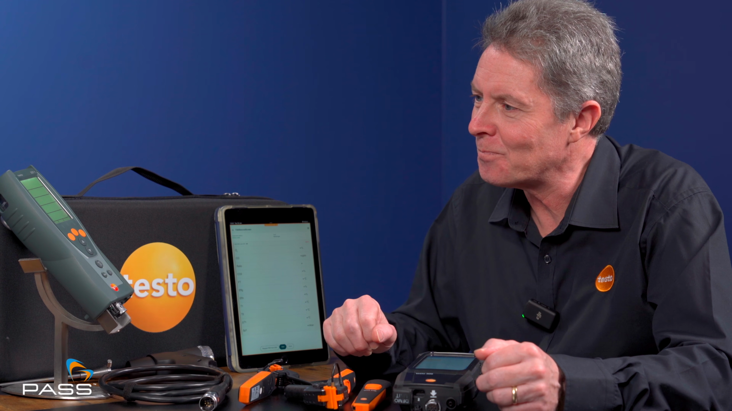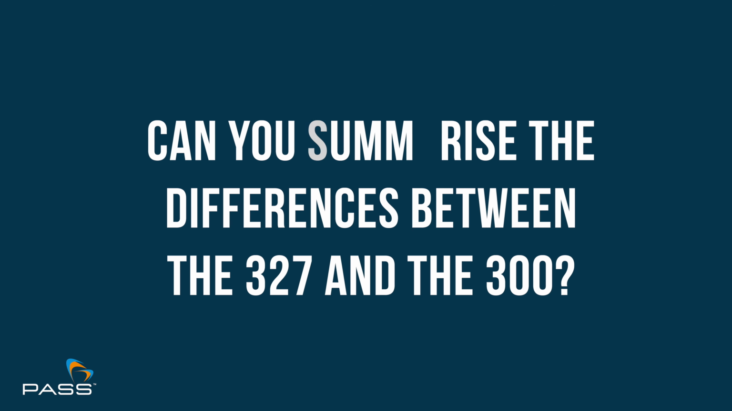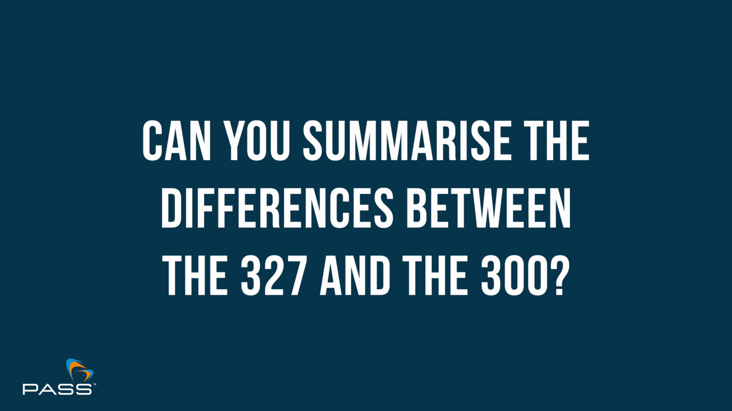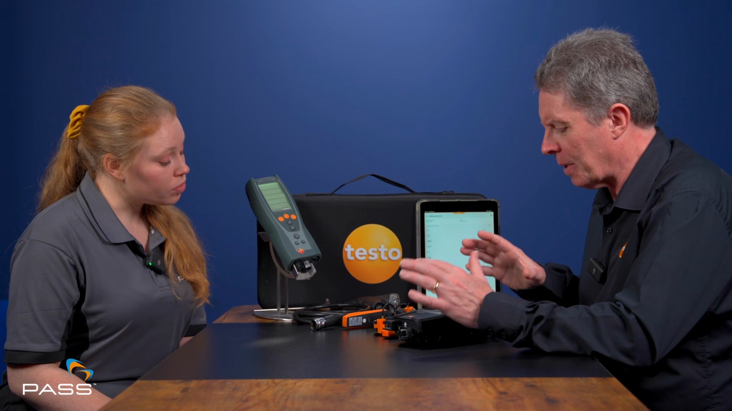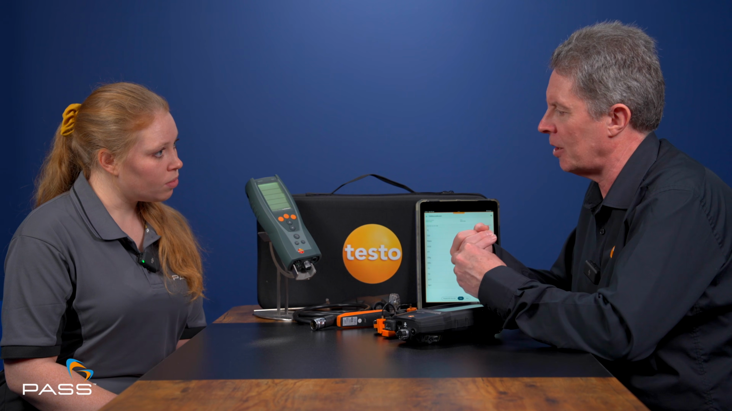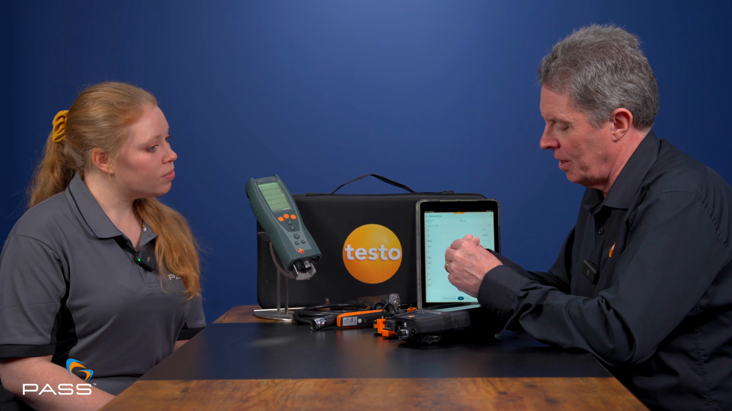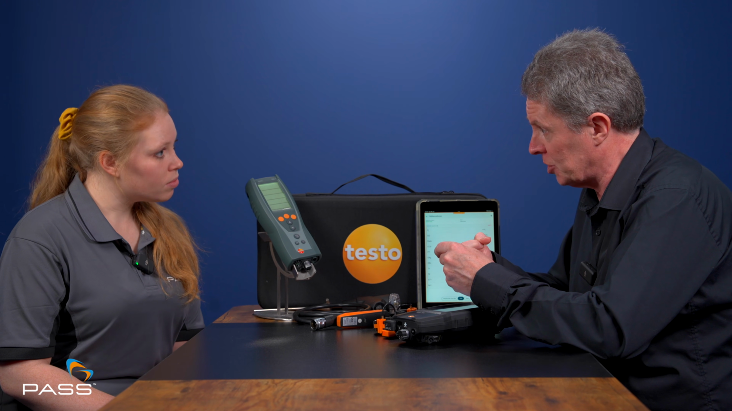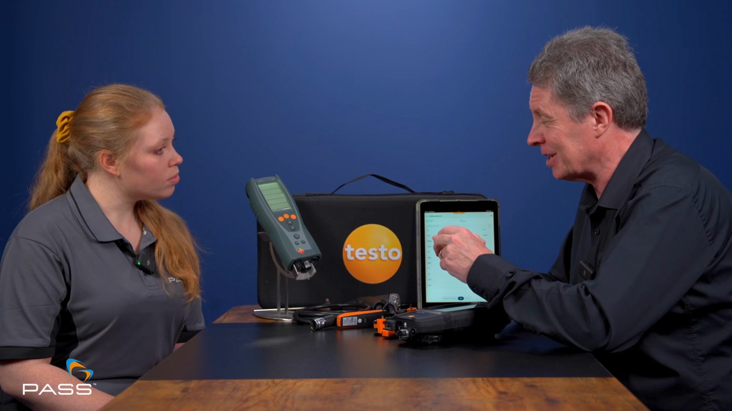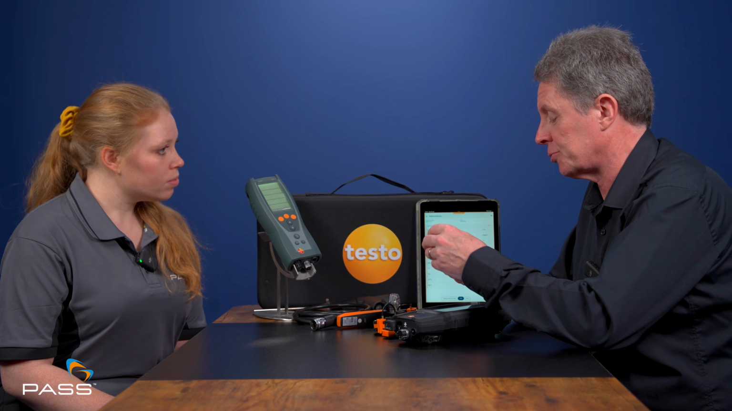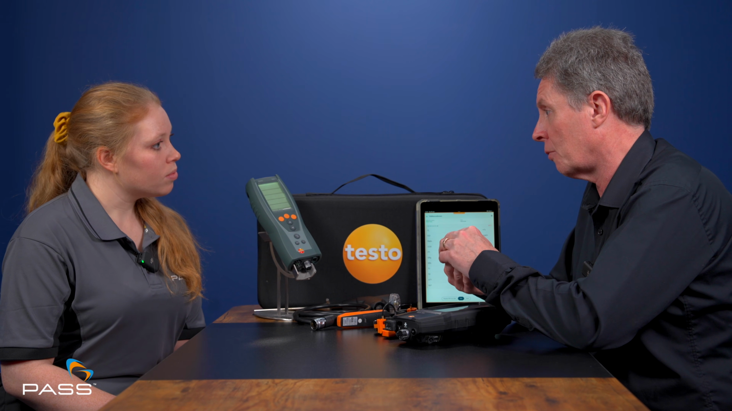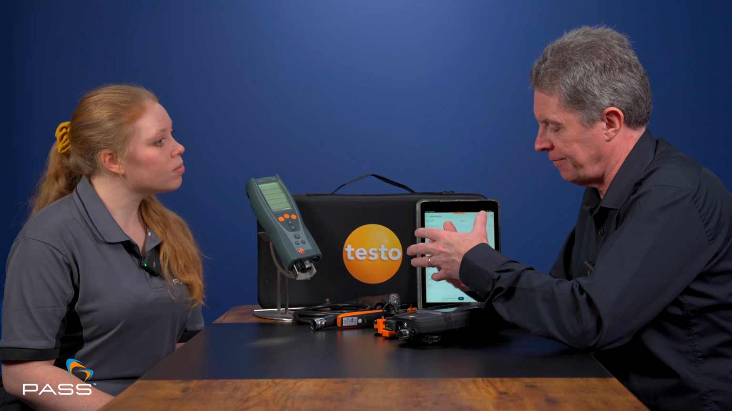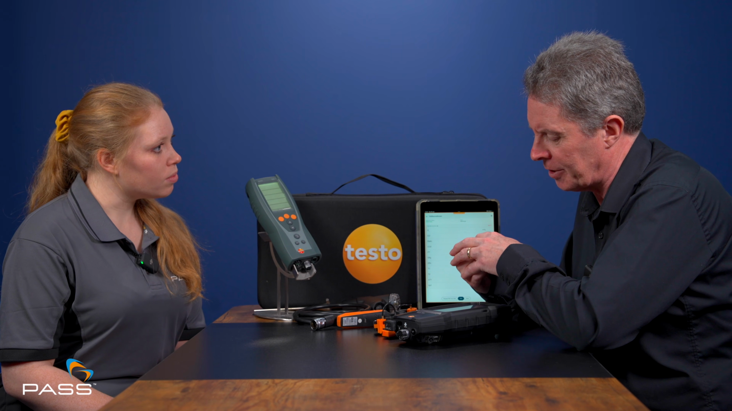Yeah, exactly. Thank you. So just to recap, could you quickly summarise the differences between the 327 and the 300? Yeah, okay. From a testing perspective, they both do the 5 main tests. Your flue gas or combustion readings, your tightness and let-by testing, differential temperature, so flow and return, differential pressure across something like a pressure switch if needed, and draft measurement if you're working with solid fuels. So those are the 5 main tests you're likely to come across in the UK.